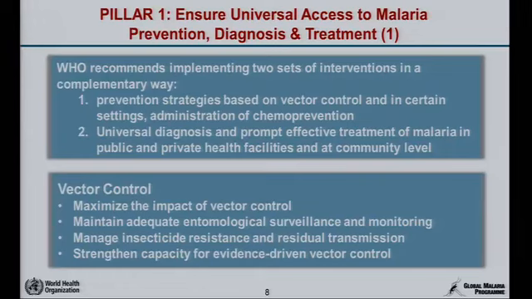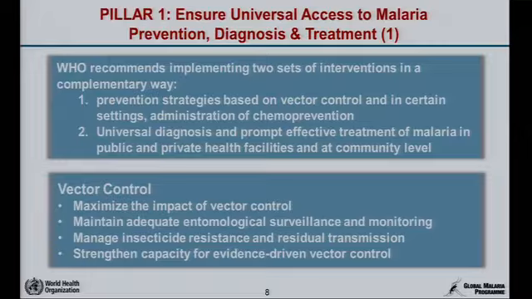I don't think we can overemphasize how critical insecticide resistance is, the threat that it imposes on the gains achieved over the last decade, and how we do need to pay very close attention to this problem.